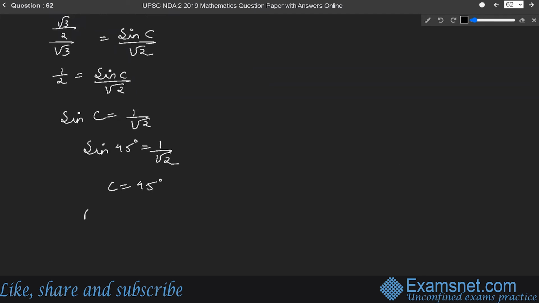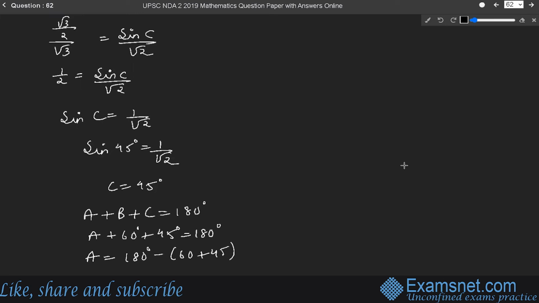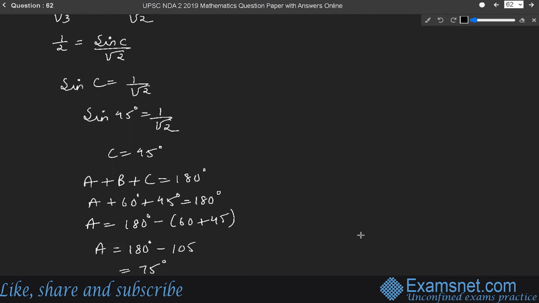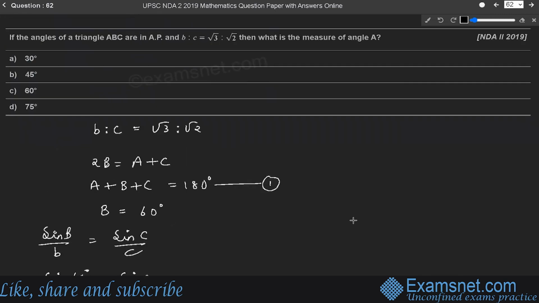Now, we have the equation A plus B plus C is equal to 180 degrees. We know the values for B and C. So, A plus 60 degrees plus 45 degrees will be equal to 180 degrees. So, A will be equal to 180 degrees minus (60 plus 45) degrees. Therefore, A will be equal to 180 degrees minus 105 degrees, which is equal to 75 degrees. Hence, we can say that the correct option here is option D, which is 75 degrees.